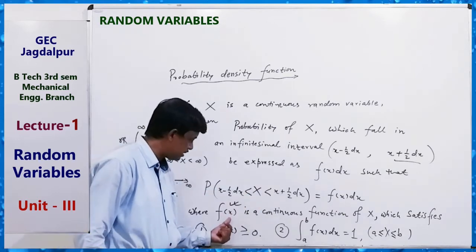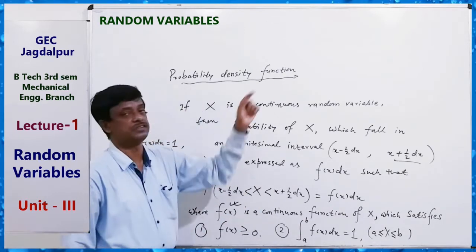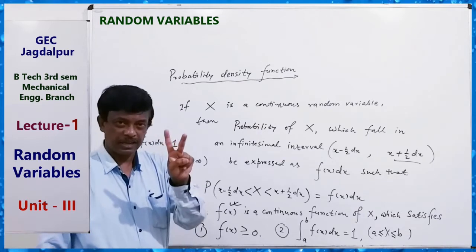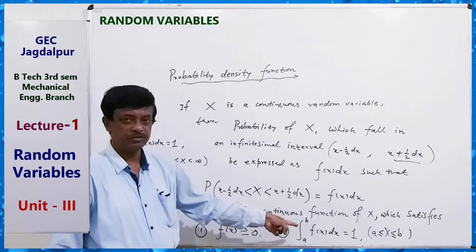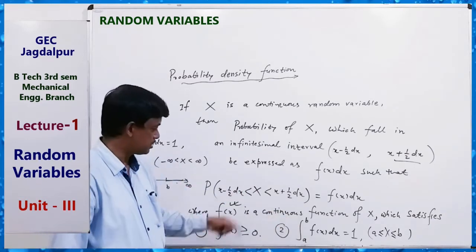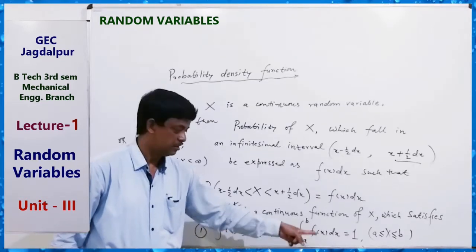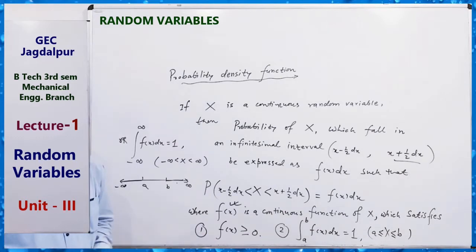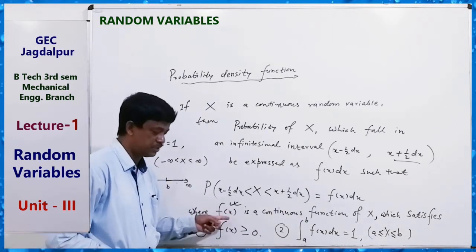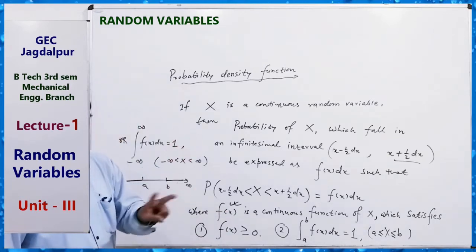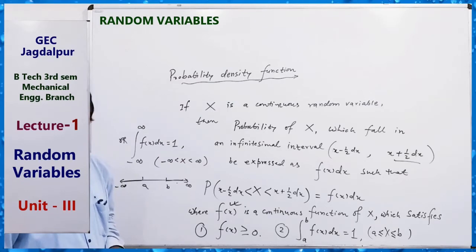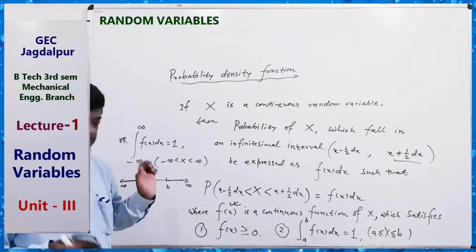Here f(x) is called the probability density function, which satisfies two conditions. f(x) is greater than or equal to 0, and the integral is equal to 1. That is the property of a probability density function. Clear? So by using this definition, we will solve some questions.